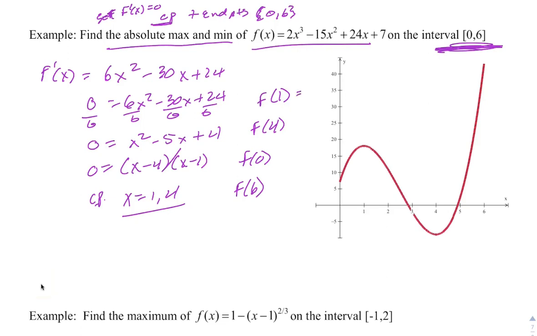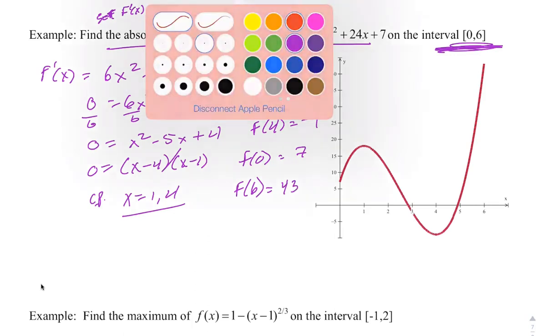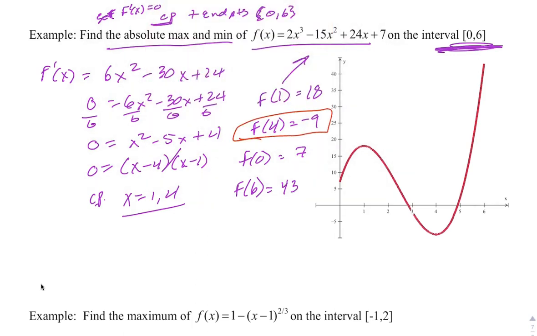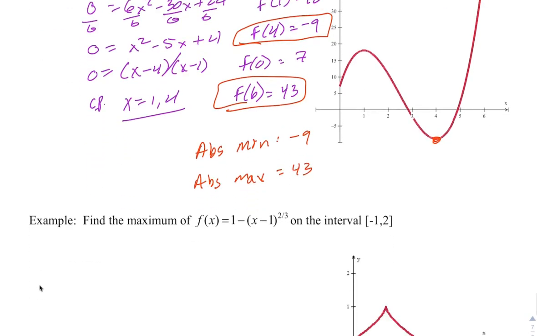To help you out, I did the work already. So f of 1 is 18, just plugging 1 into this guy. f of 4 is negative 9. f of 0, that's easy, it's just 7. f of 6, plug it in, I got 43 when I did it. So, let's look at this. My absolute min is right here, my absolute max is right there, which you can tell on the graph, right? We don't always have the graph, but on the graph you can see my absolute min is right there and my absolute max is over here somewhere. So absolute min is negative 9. Absolute max is 43. Let's move on to the next one.